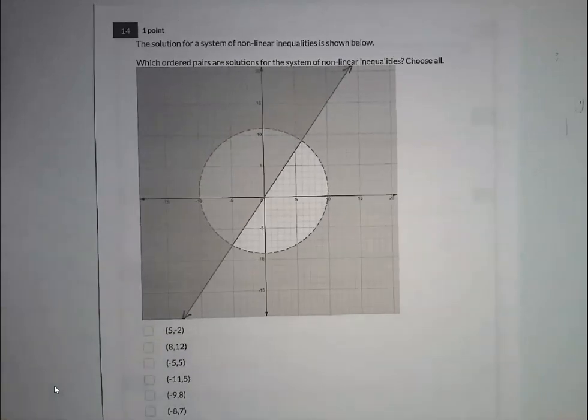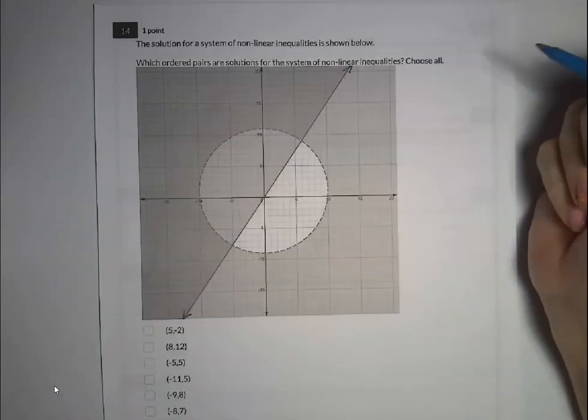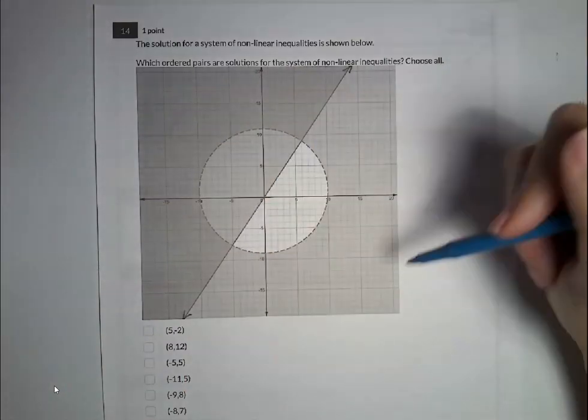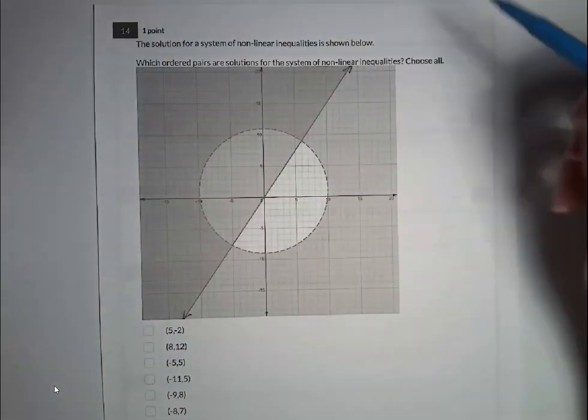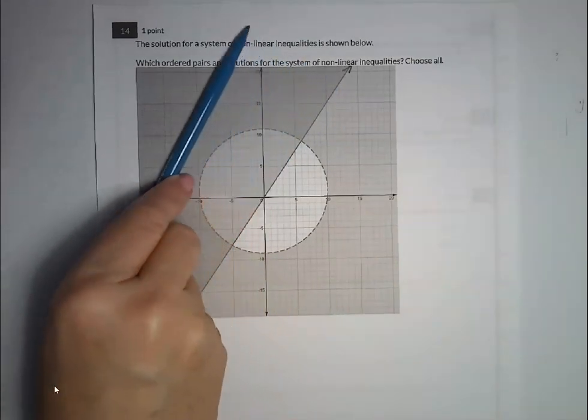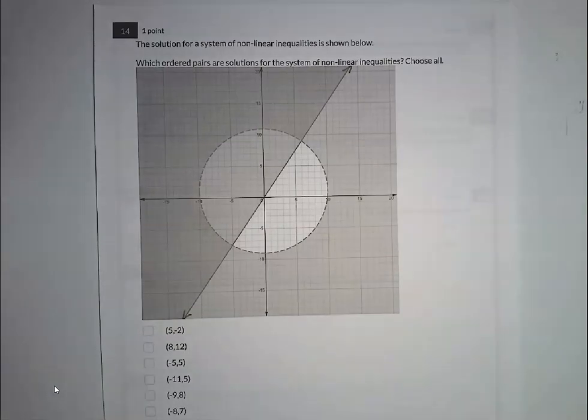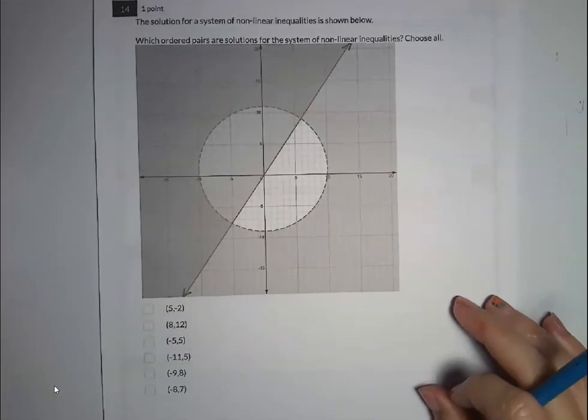The solution for a system of nonlinear inequalities is shown. Which ordered pairs are solutions? I didn't actually give you the inequalities. I just gave you what each inequality would look like if you were to graph it separately. This is the solution for my first inequality, and the outside of the circle is the solution for the second inequality. I want to see if you understand how to use that. So what are the solutions for the system?